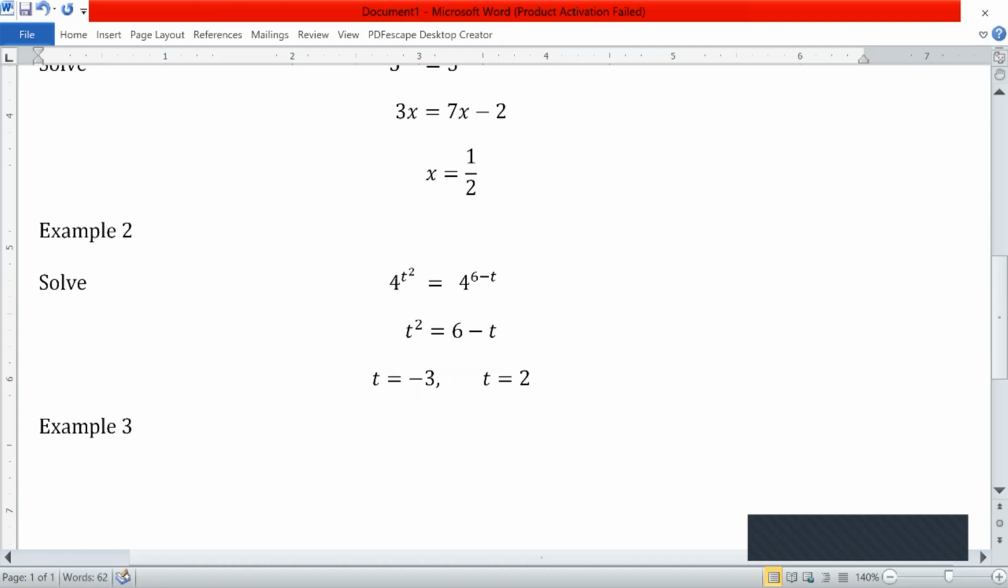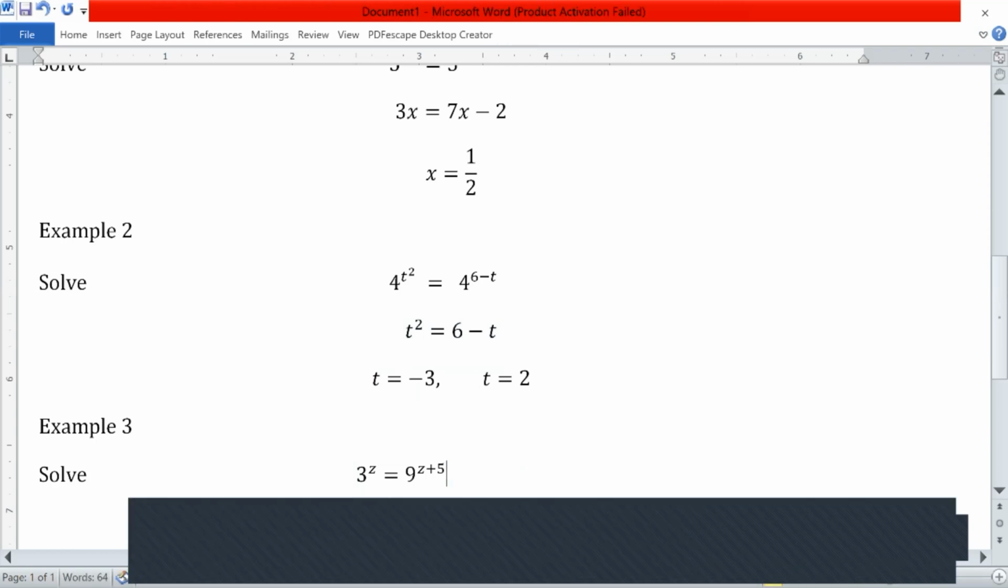Example 3. Solve 3 to the power of z equals 9 to the power of z plus 5. What do you think of this? Does this have a format for us to apply this method 1? No, but we can turn it. It doesn't have the form that we need to apply method 1.